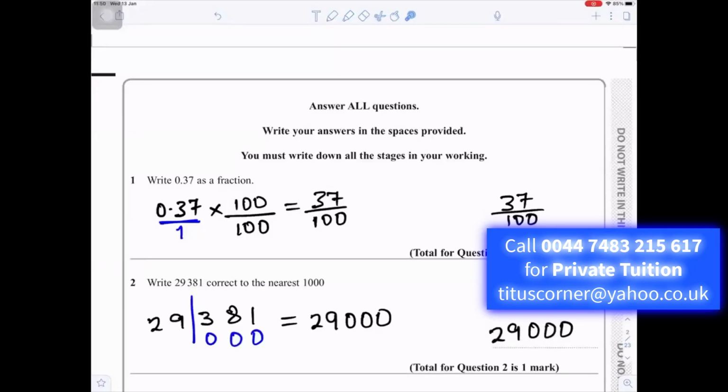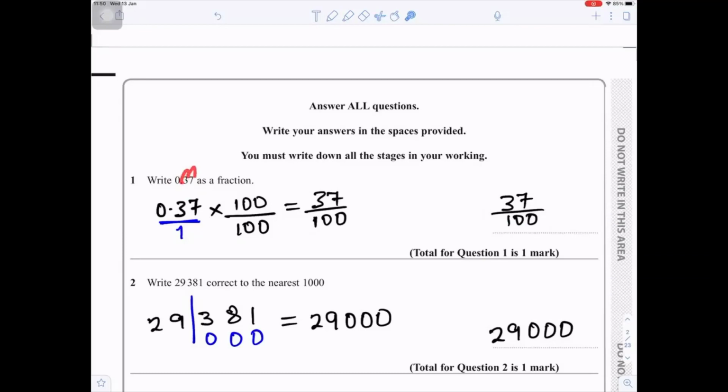Question number 1. Write 0.37 as a fraction. To change from a decimal to a fraction, because it is 2 decimal places, we multiply by 100 and divide by 100. That is equivalent to multiplying by 1, because 100 divided by 100 is 1. So 0.37 times 100. When you multiply by 100, you move the decimal point 2 places, 1, 2. So your answer becomes 37, and 100 times 1 is 100. So your answer is 37 over 100.